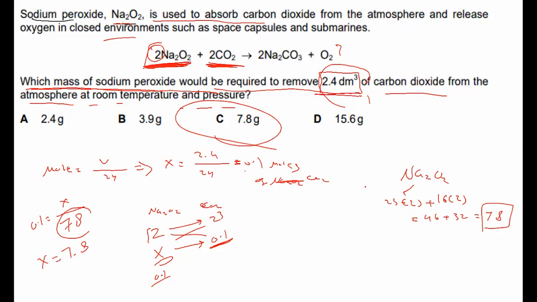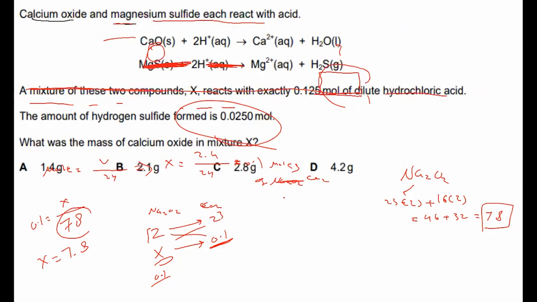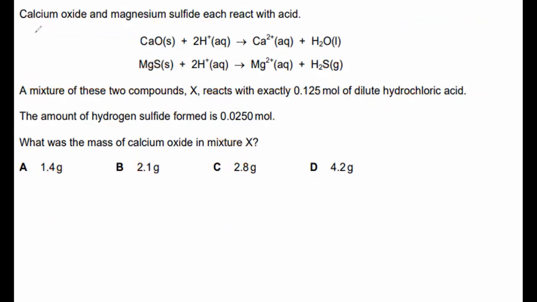We move to the next one. Guys, for this question, you need to stop the video for a while and have a look at it. It's a little bit confusing. So let's see, what do we have here? Calcium oxide and magnesium sulfide each react with acid.